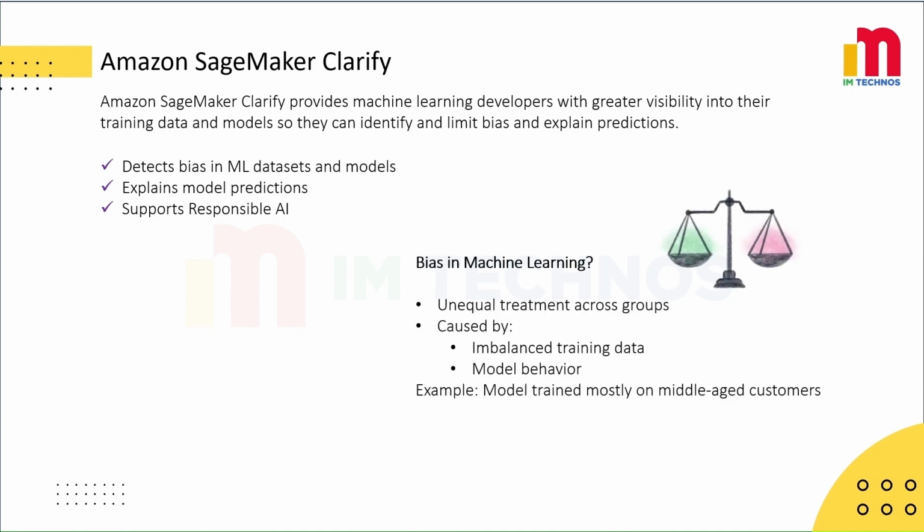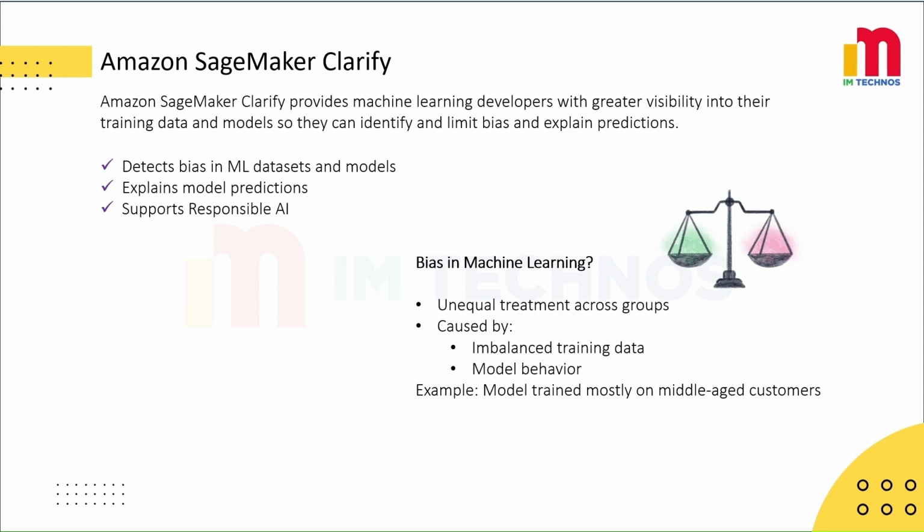Bias in machine learning happens when a model treats certain groups differently because of patterns in the data or the way the model was trained. Sometimes the issue starts with the data itself. If the training data does not represent all groups fairly, the model will learn those imbalances. For example, imagine a model that was mostly trained using data from middle-aged customers. It may not perform equally well for younger or older individuals because it has not learned enough from those groups. So bias can also appear after training when the model starts making predictions that favor one group over another.